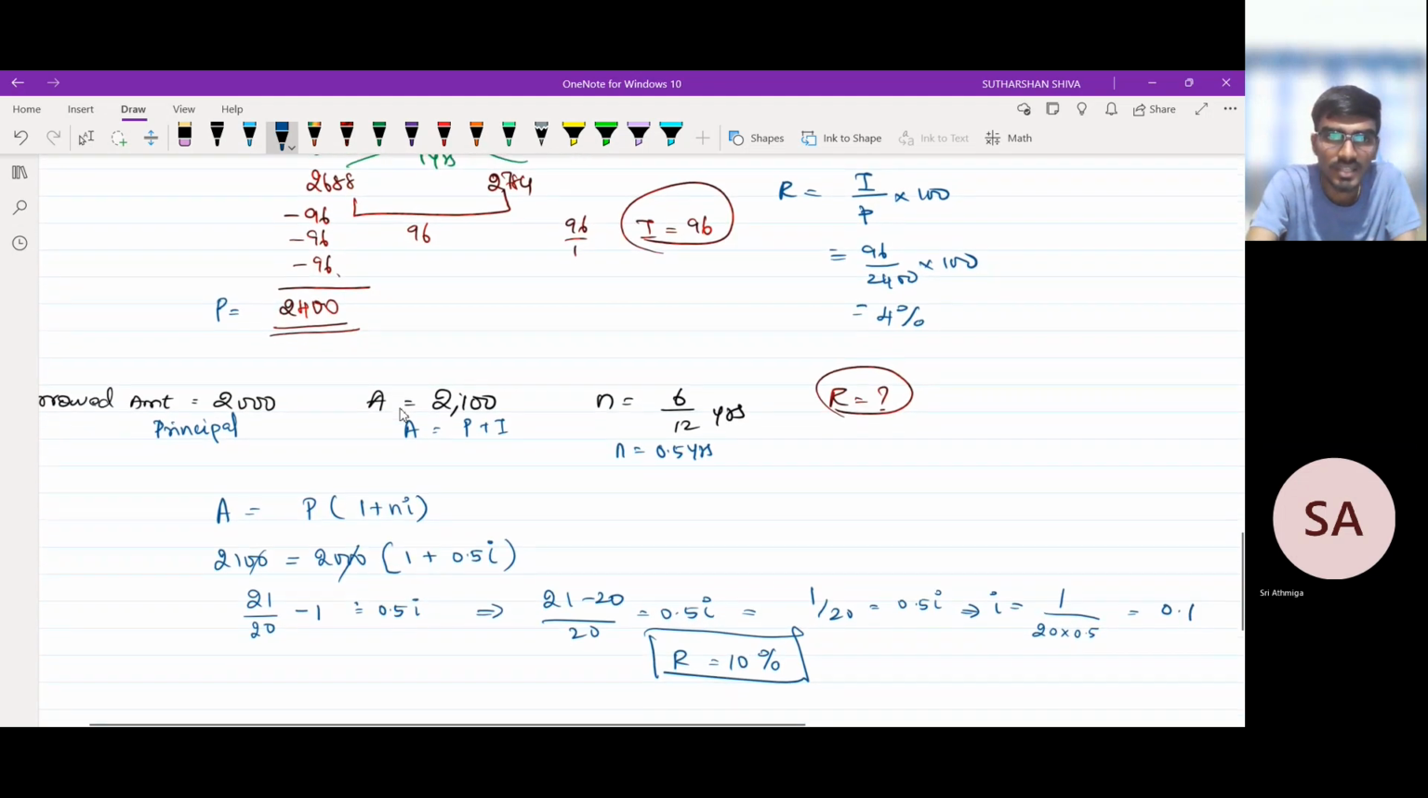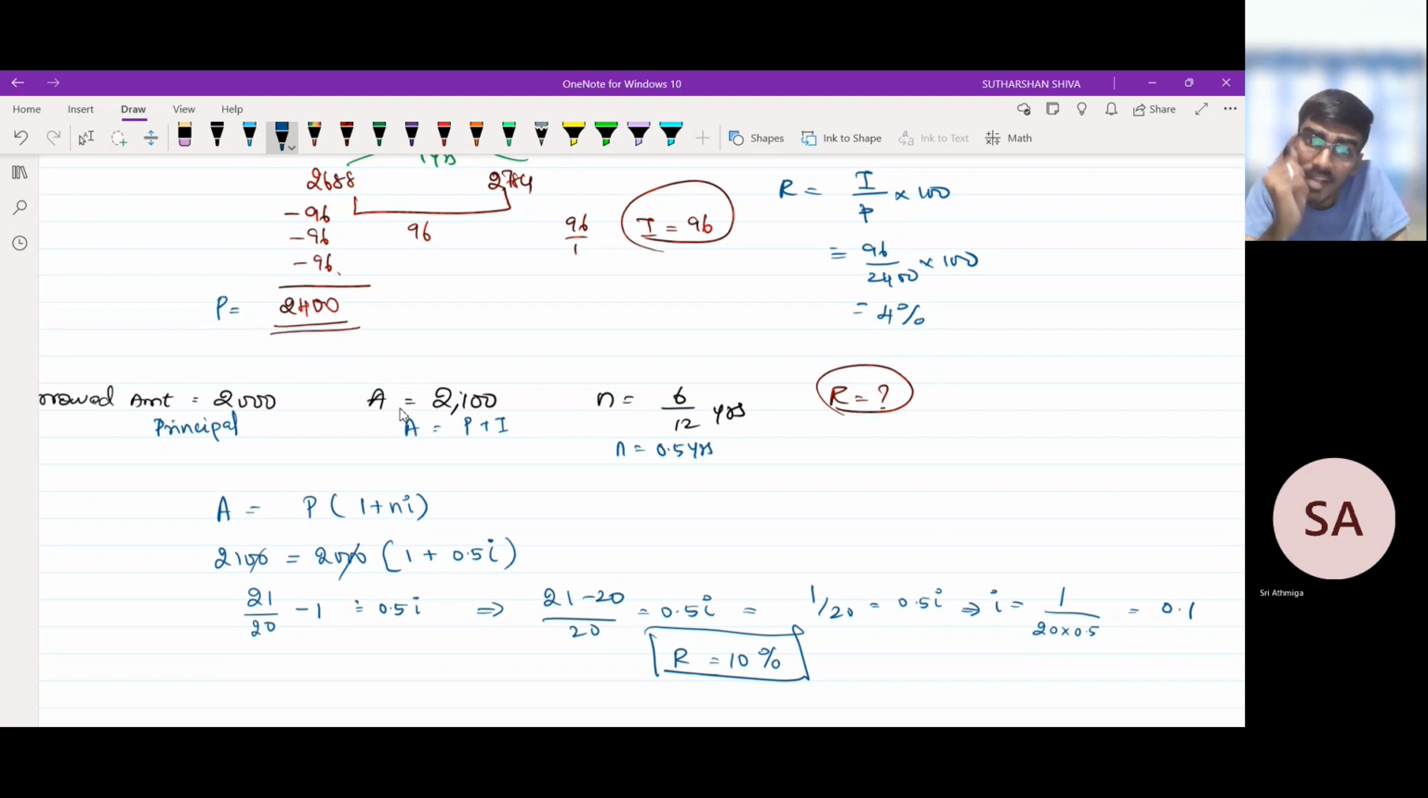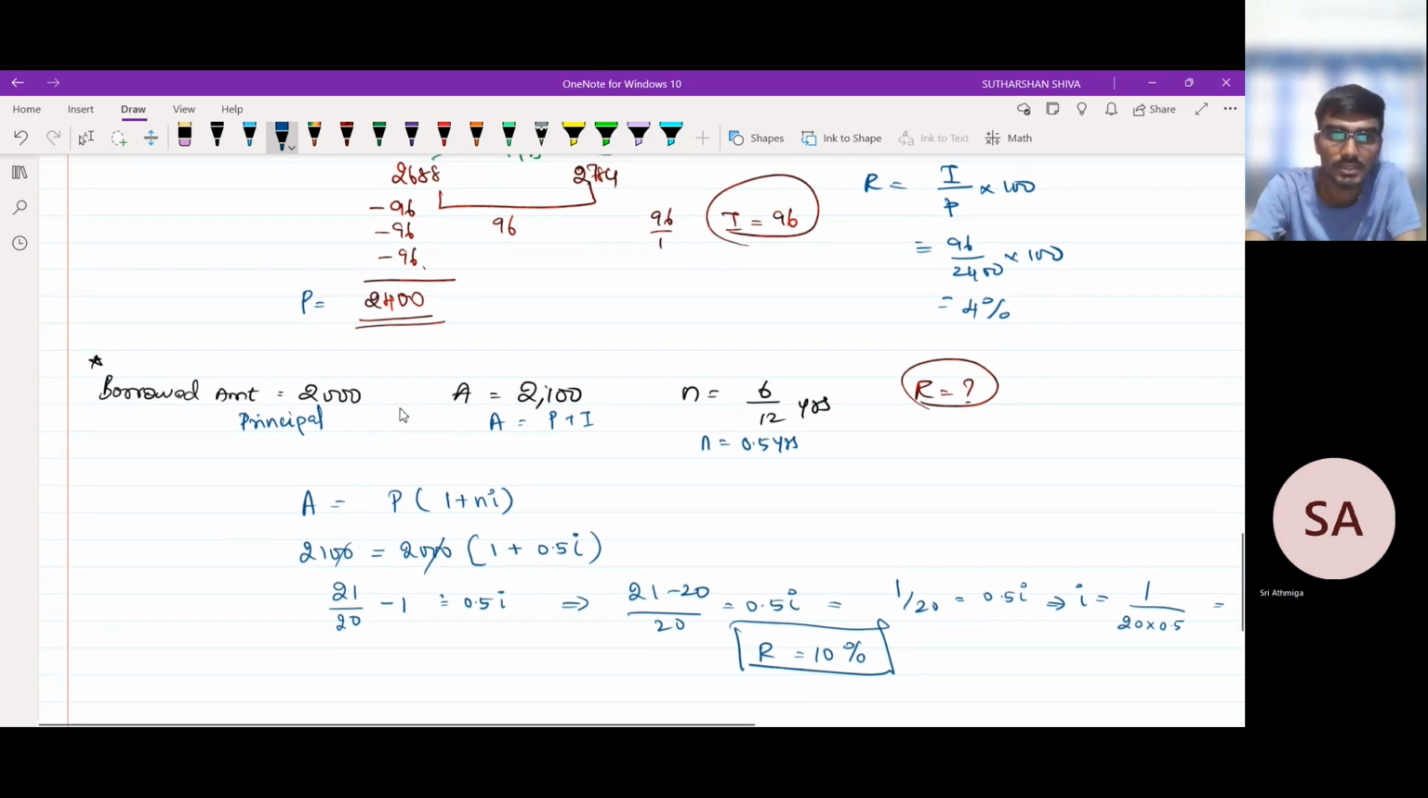This is another way. If they give only one year's value, and are not giving two years' values like the third year, fourth year or fifth year, you can do it this way. Is it easy? Shall we move on to the next one? Yes, sir. Yes.